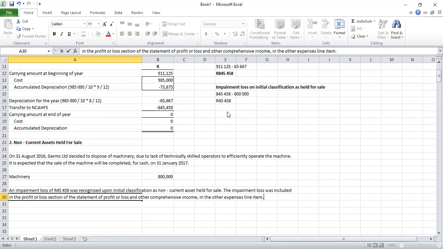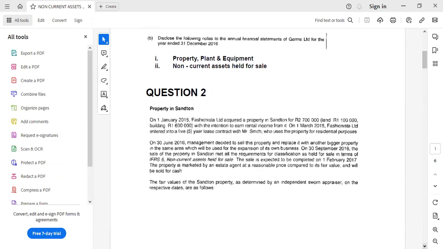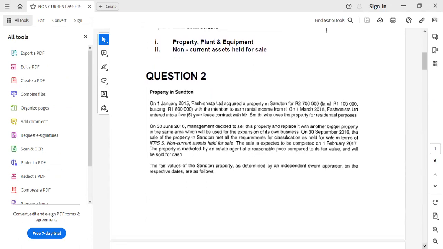Let's do one more on this single asset, then we know that we are comfortable. Right, question 2. Property in Sandton. On 1 January 2015, Fashionista Limited acquired a property in Sandton for 2.7 million, land 1.1 and building 1.6, with the intention to earn rental income from it. When the entity intends to earn rental income, that means the asset is investment property. On 1 March 2015, Fashionista Limited entered into a 5-year lease contract with Mr. Smith, who uses the property for residential purposes. On 30 June 2016, management decided to sell this property and replace it with another bigger property in the same area, which will be used for the expansion of its own business.